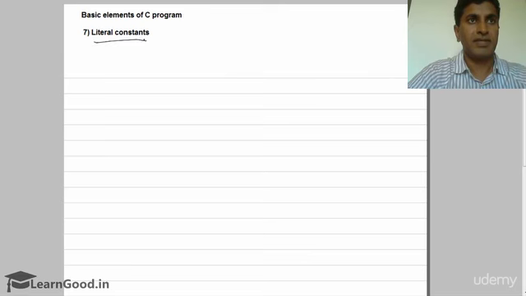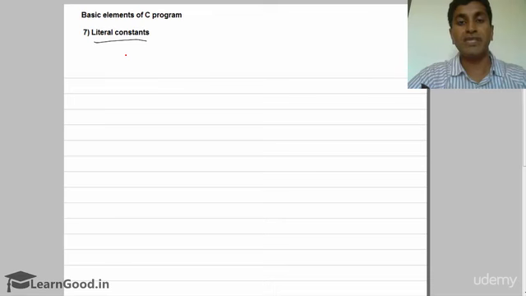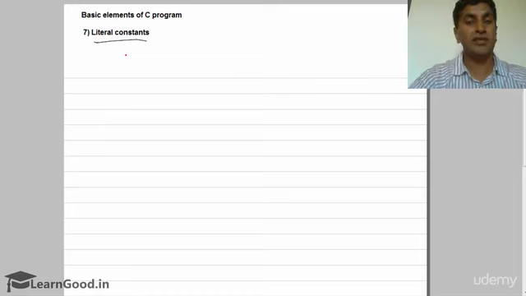See the next basic element, that is a literal constant. What are literal constants? Literal constants are constant values or constant data expressed within a program. Okay? Constant values or constant data expressed within the program is called a literal constant.